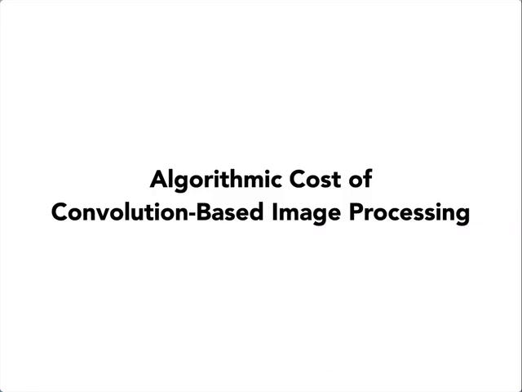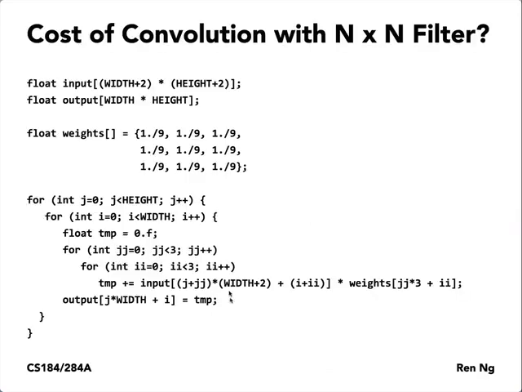Let's talk a bit more about the algorithmic costs of this convolution-based image processing. As I already noted, you can look at that sample code that I showed and note that the inner loop of iterating over the image pixels might contain a lot of computation if that convolution kernel ends up being large. And if you're in this general case, what's the cost of a convolution with an n by n filter? This is a reminder of that pseudocode that we looked at before for the 3x3 box filter.